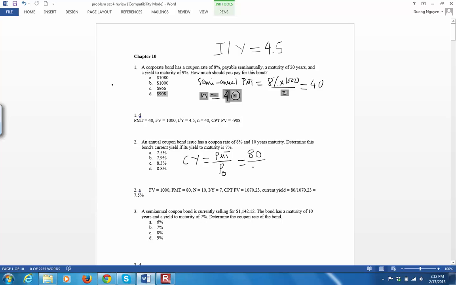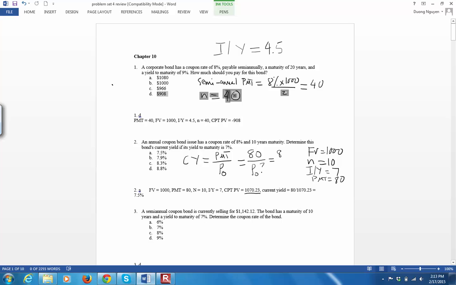But what you don't know is the price of the bond. You can easily put it in the calculator and find out the price of the bond. Future value is $1,000, the par value, and N is 10 years because it is an annual coupon payment. I/Y is equal to the yield to maturity, which is 7, payment is equal to 80, and then you should be able to compute the price of the bond equal to 1070.23.